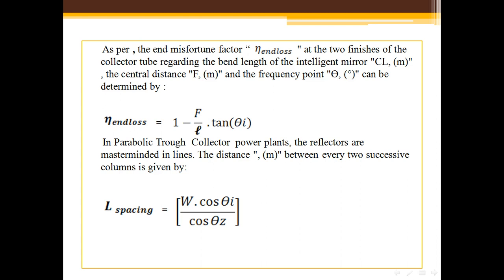In parabolic trough plants, the reflective are arranged in row. The distance and spacing between each two consecutive rows is given by opening width of reflective mirror, cosine incidence angle, cosine zenith angle.